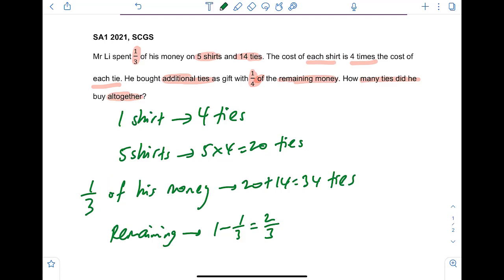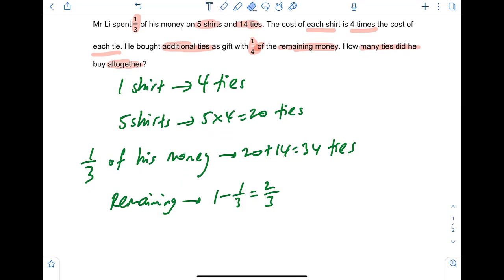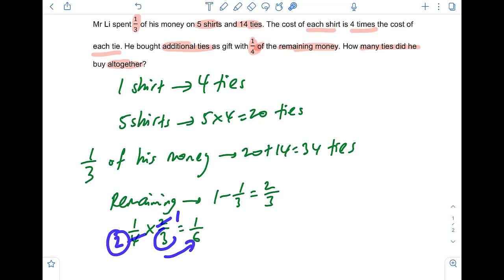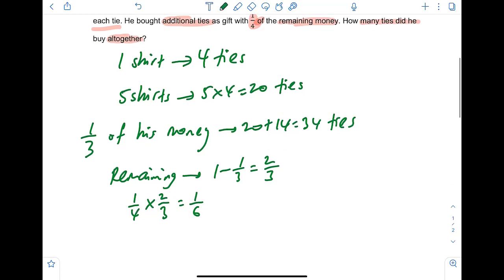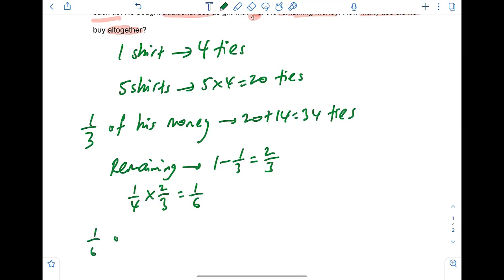So out of the remaining 2/3, the additional ties will be 1/4 of the remaining. So 1/4 of 2/3. This will be 1 out of 6. Divide by 2, divide by 2, you get 1, and 2 times 3 is 6 here. So now, with 1/6 of his money, how many more ties can he buy? That's the question.